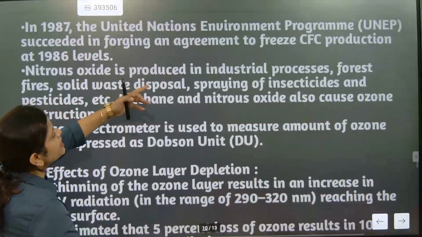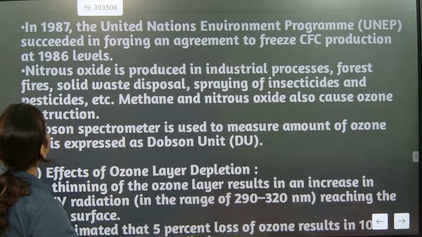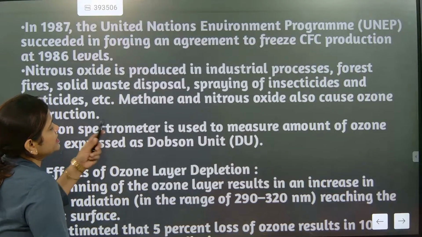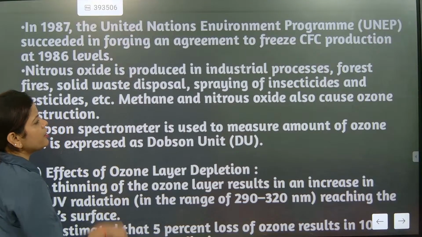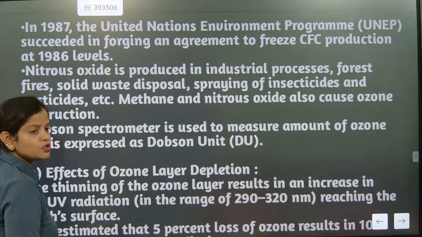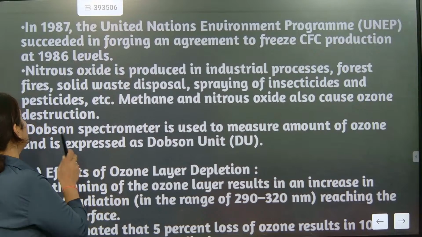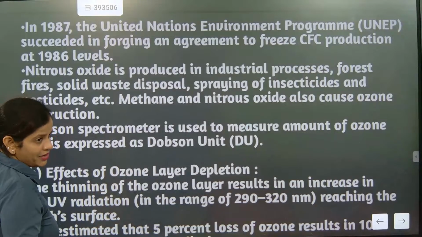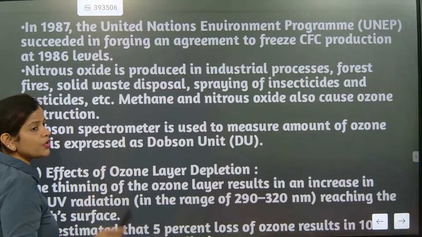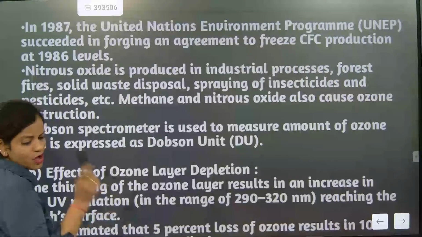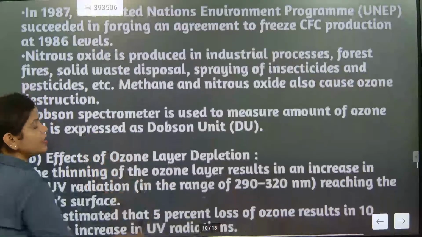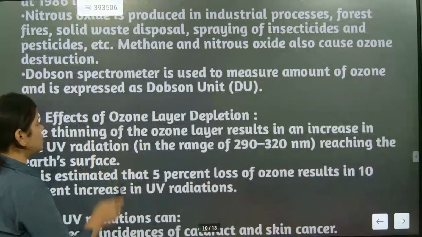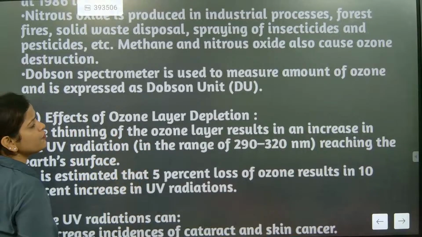Now look here. Nitrous oxide is produced in industrial processes, forest fire, solid waste disposal, spraying of insecticides and pesticides, etc. Methane and nitrous oxide also cause ozone destruction. Now, the Dobson spectrometer is a device that measures the amount of ozone. It is very important. The unit is called the Dobson unit, DU.